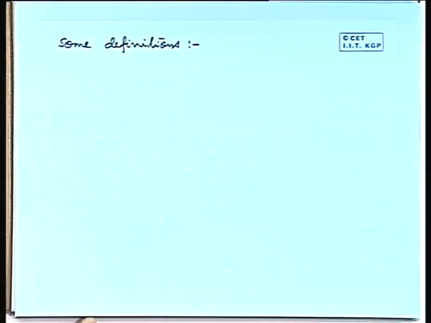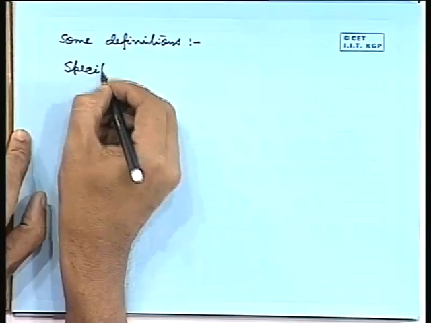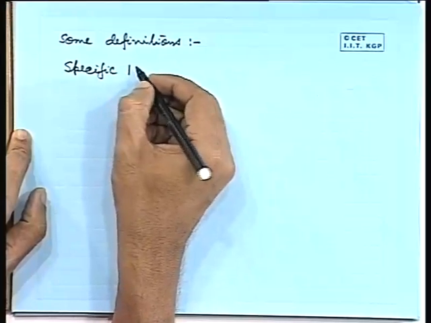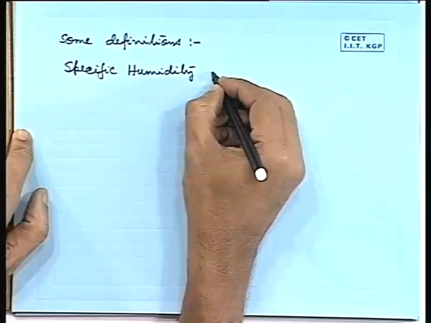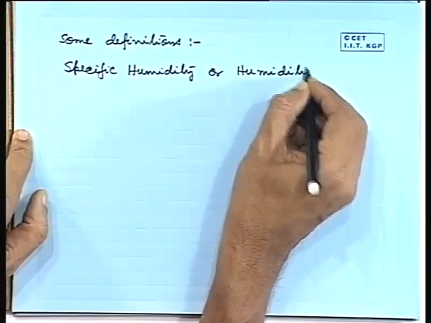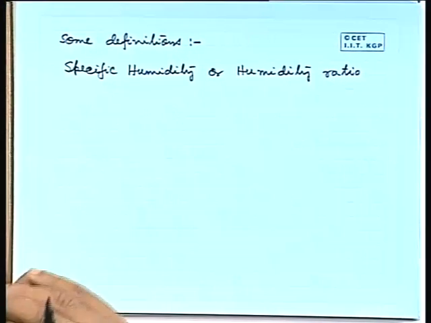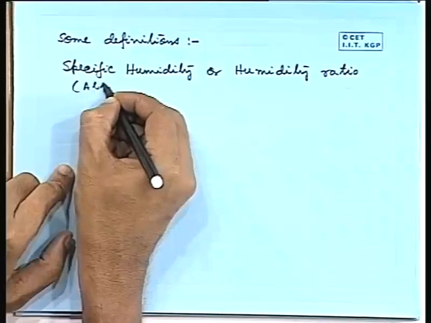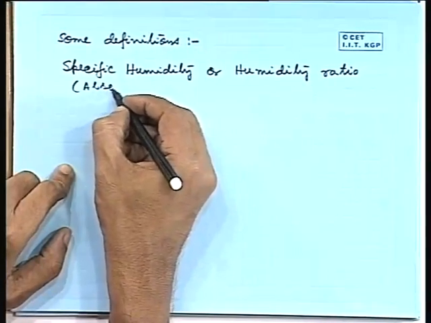Some definitions. Specific humidity, or humidity ratio. In certain books, this is also called the absolute humidity, though specific humidity is the more commonly used name.